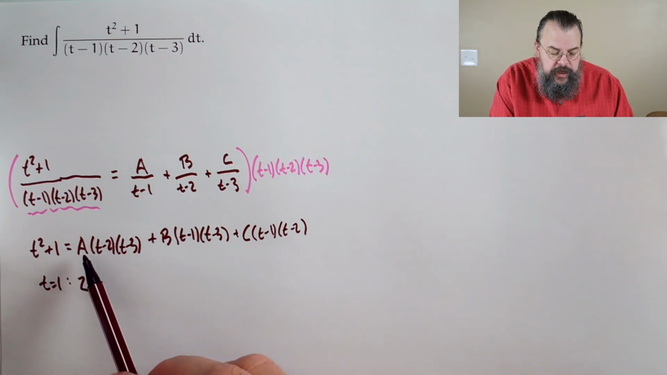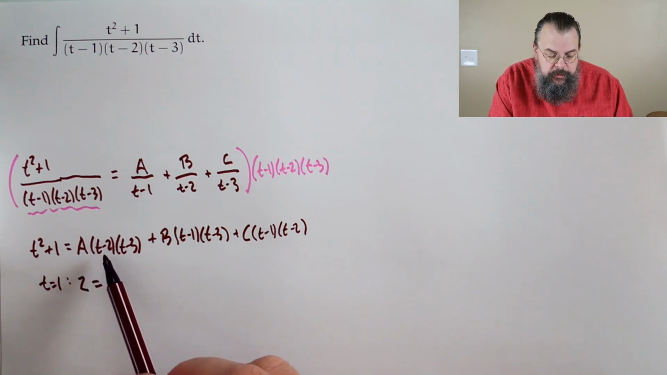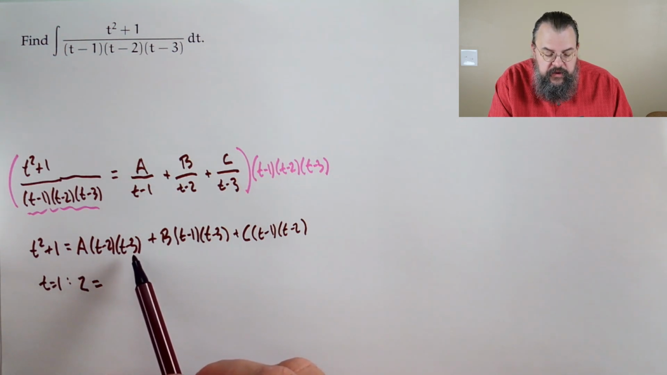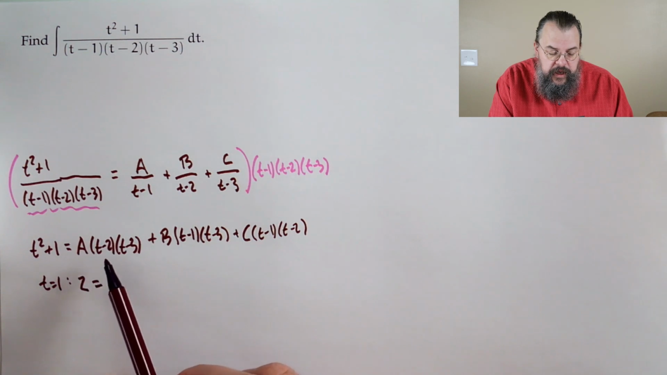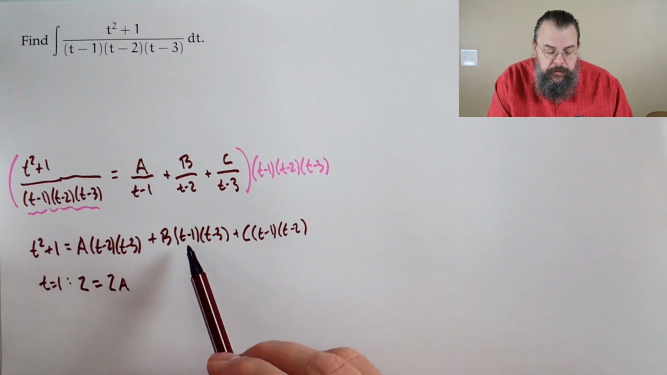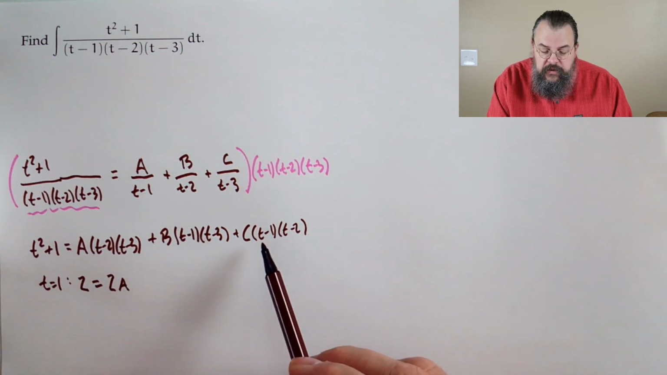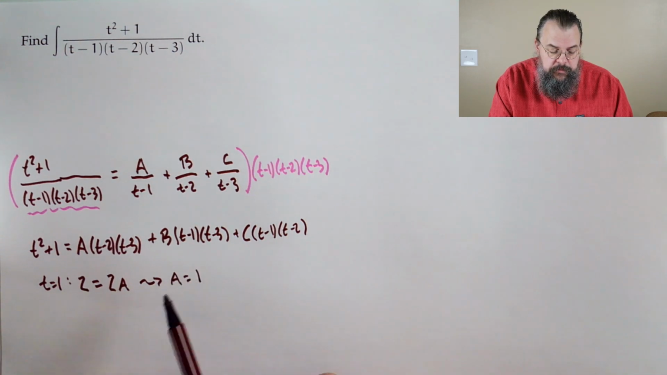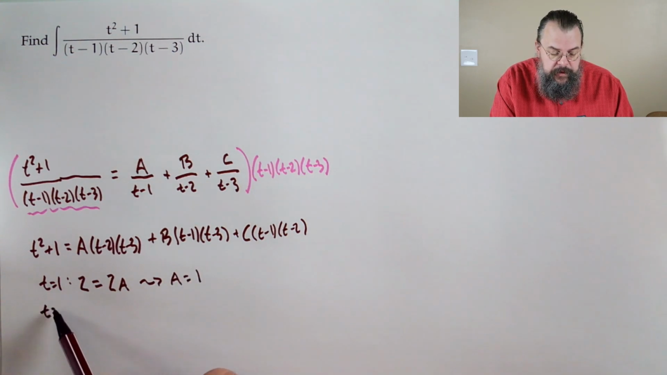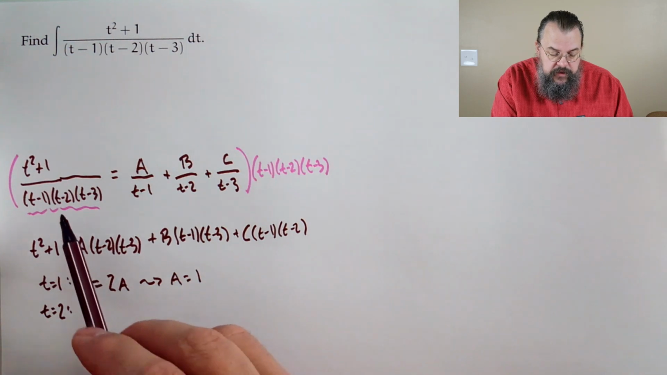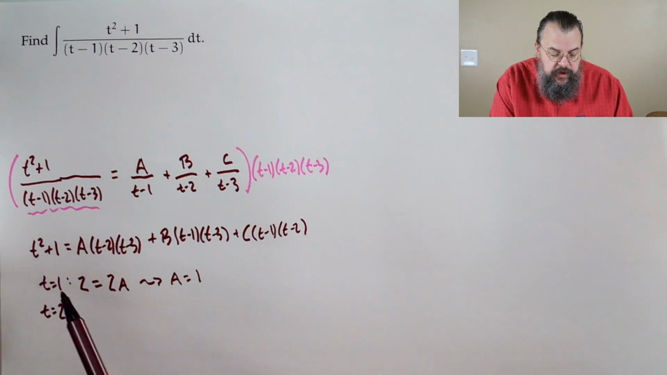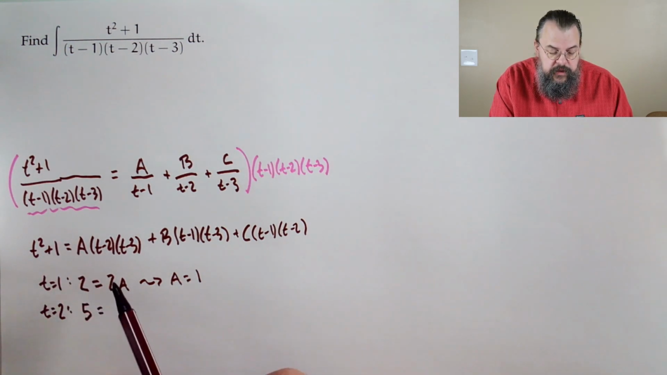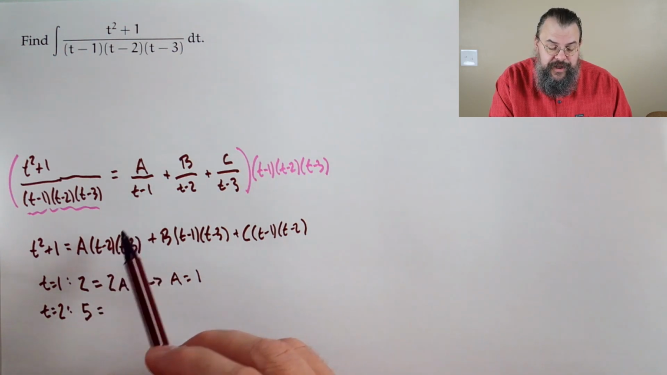Equals. All right, we're going to have A times 1 minus 2. That's minus 1. 1 minus 3 is a minus 2. So that'll be actually a 2. So 2 equals 2A. Then we'll have 0B and 0C. Beautiful. So A is 1. Well, that's quick. How about t equals 2? Okay, right, because there's a t minus 2. 2 squared plus 1, 5. Because of the t minus 2, when plugging in 2, gone.